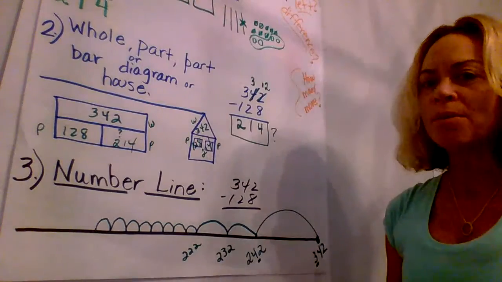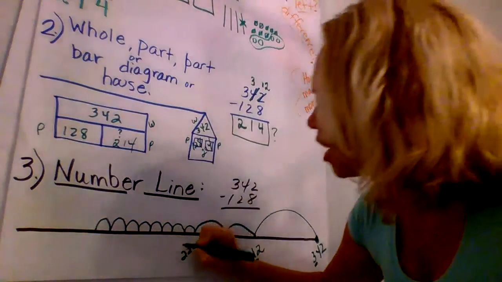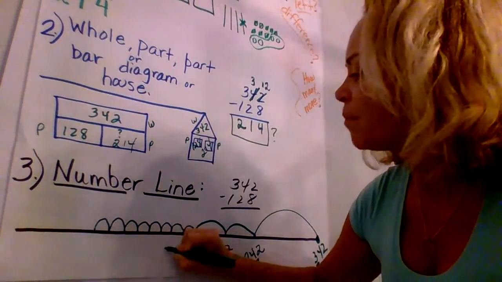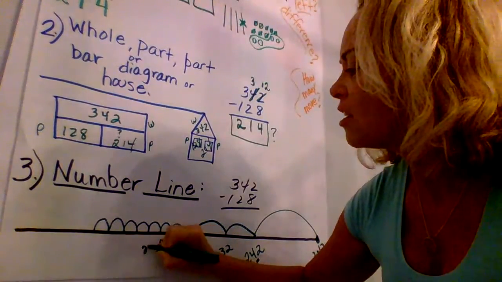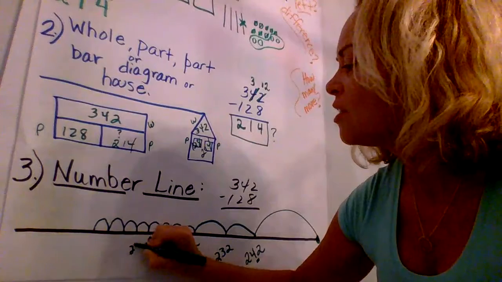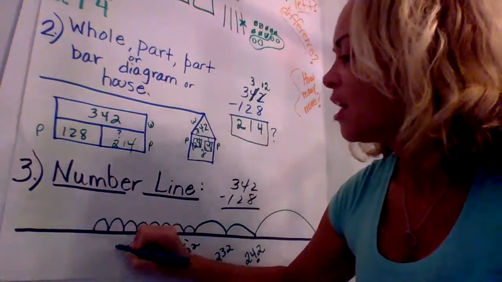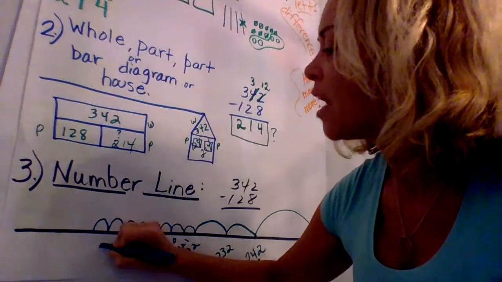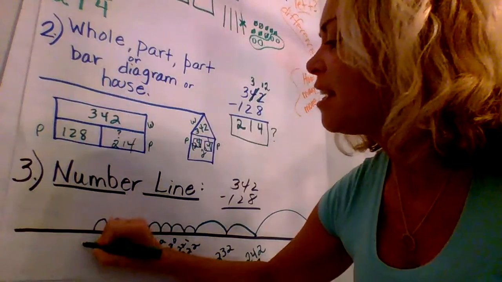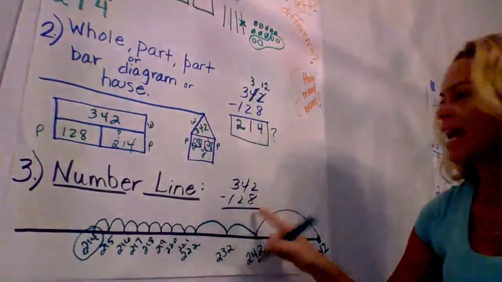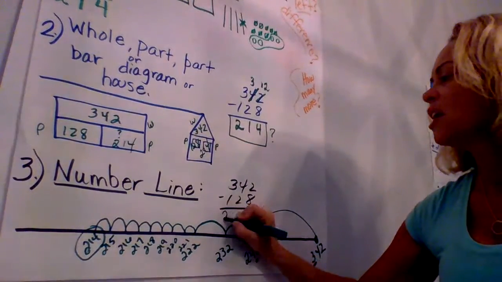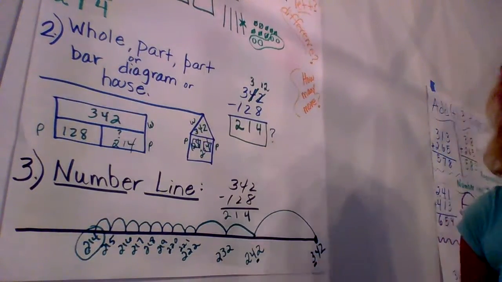222. I'm counting backwards now. I need to take away 8. 221, 220, 219, 218, 217, 216, 215, 214. And that is where I end, and that is my answer, 214. Yes.